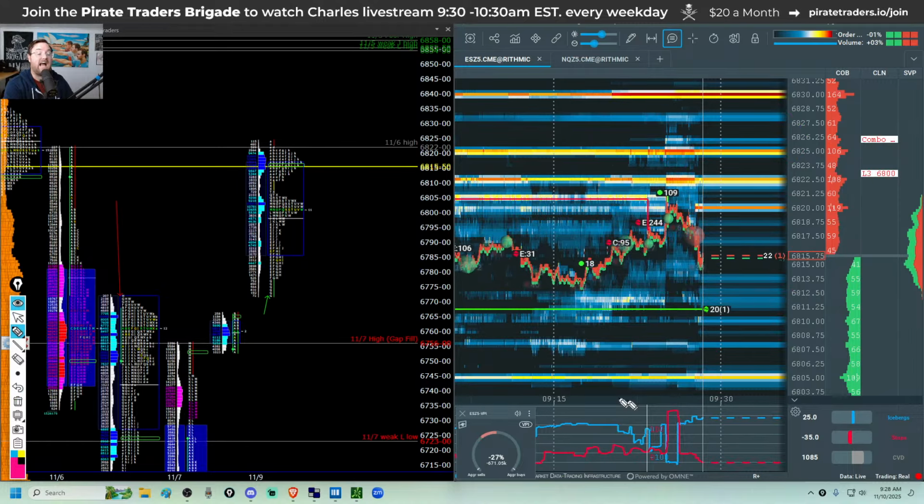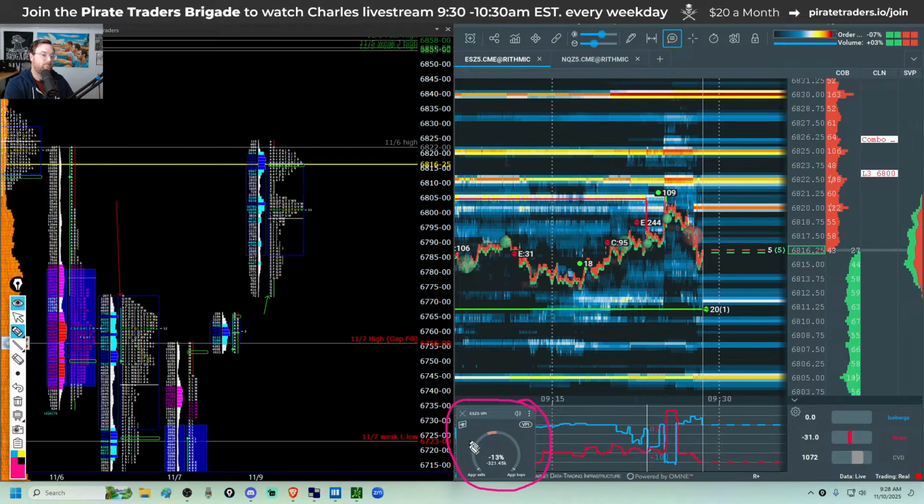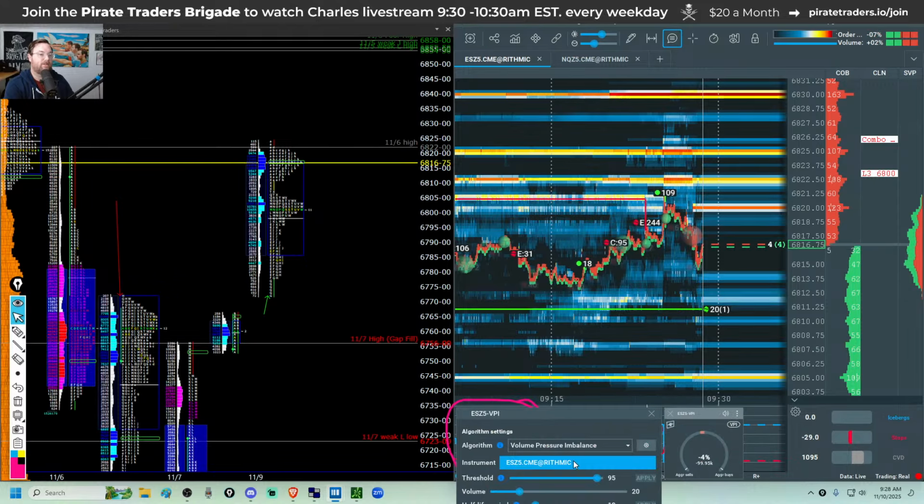Okay. And then the last thing that I would recommend is this tool right here, which is the volume pressure imbalance on the, what are these things called? Remembering the names of all this stuff is crazy.